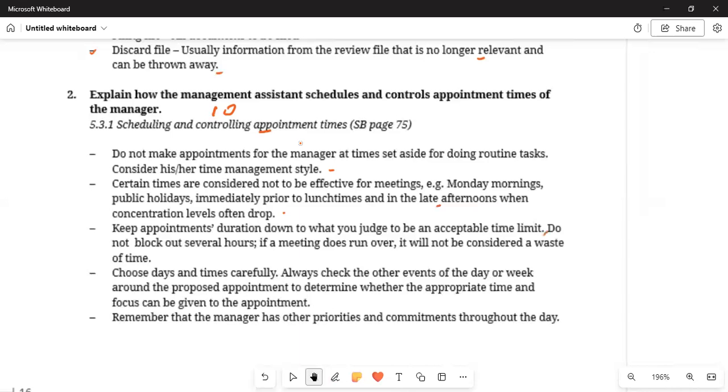Do not block out several hours. If a meeting does run over, it will not be considered a waste of time. Choose days and times carefully. Always check the other events of the day or week around the proposed appointment to determine whether it is an appropriate time. And lastly, you must remember that the manager has other priorities and commitments throughout the day, and that it can be for 10 marks.